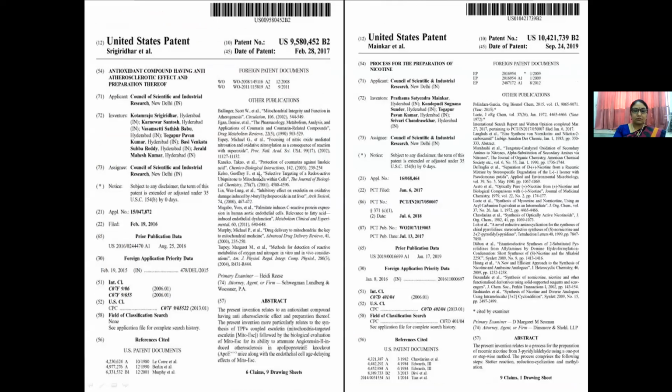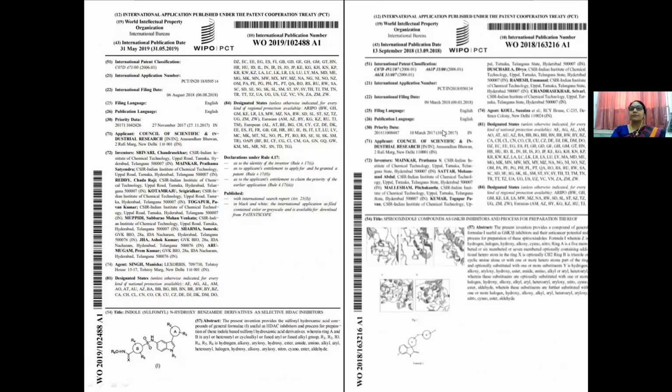And here are the front pages of 2 more US patents from our research work. This left-hand side one is a chemical biology work. The right-hand side one is a process for the preparation of nicotine. You can find here whatever we discussed, numbers, dates, codes, names, all those are present here. And 2 more works from PCT application.